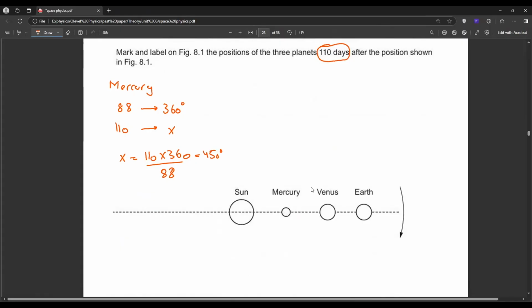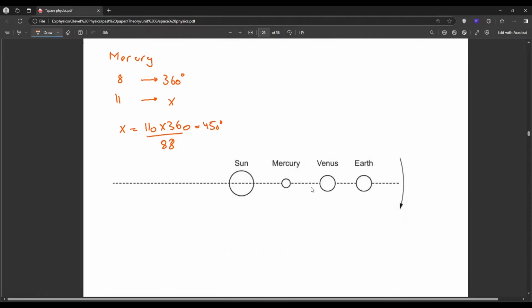Where will 450 degrees be? One entire rotation will be 360 degrees. And 360, or you can say, oh, what have I done here? 88, this is 110. Okay.